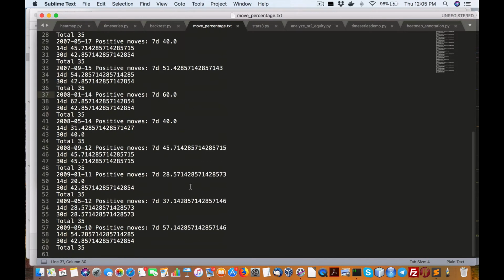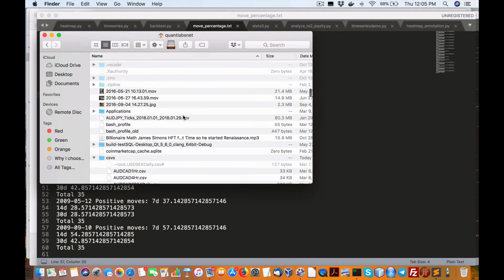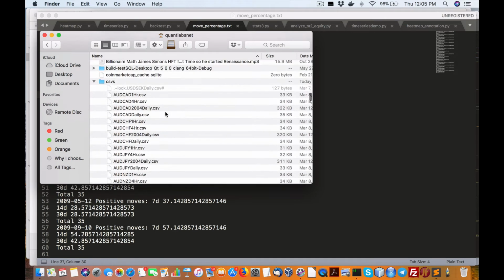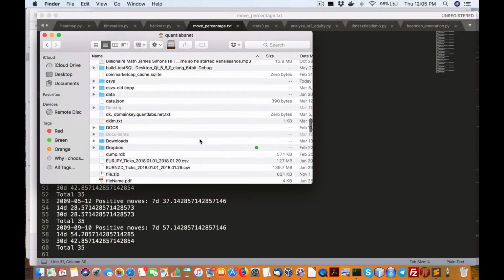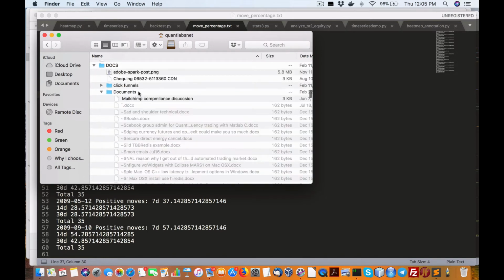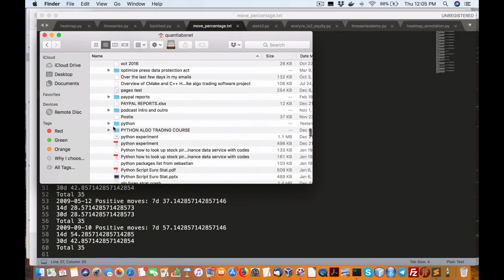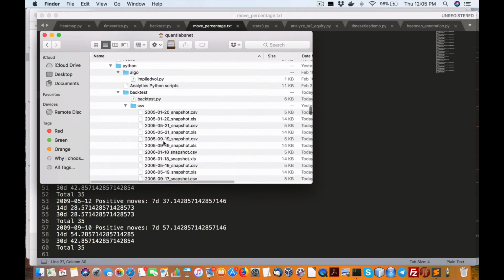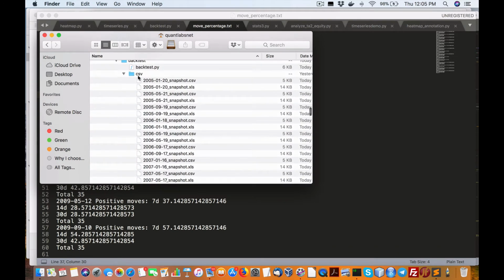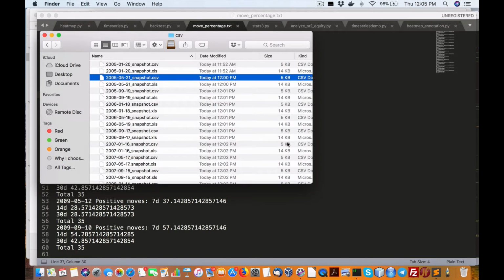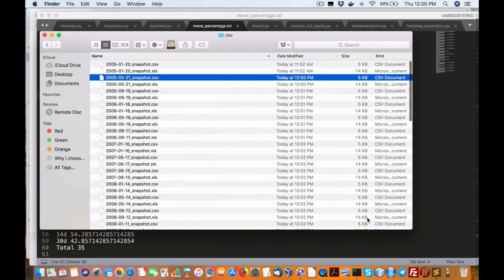Okay, so I wanted to show you this test is pretty valid in terms of showing you that. Let me just go into where I have these spreadsheets that are generated, and I can show you. So here are our generated CSVs and Excel files.